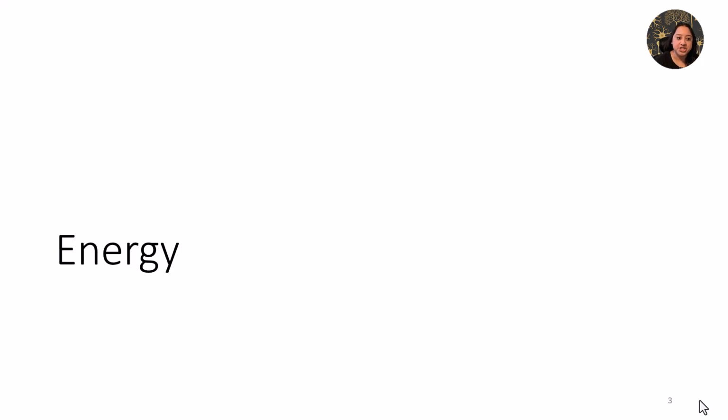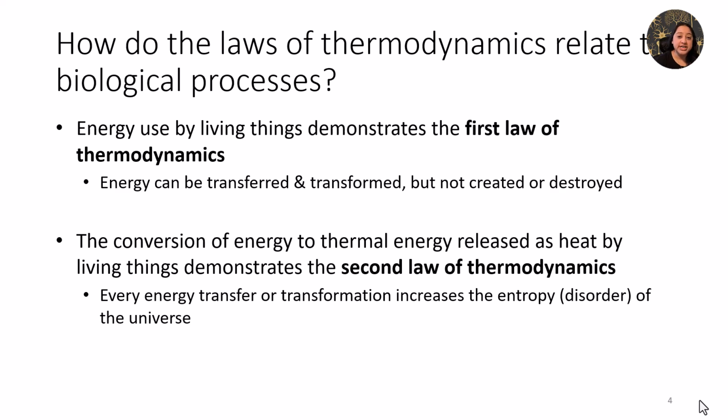Okay, so part 1, energy. Energy is used by living things, and it demonstrates the different laws of thermodynamics. Energy used by living things demonstrates the first law of thermodynamics, which is that energy can be transferred and transformed, but not created or destroyed. It also demonstrates the second law of thermodynamics. The conversion of energy to thermal energy released as heat by living things demonstrates that second law. And that second law says that every energy transfer or transformation increases the entropy or disorder of the universe.